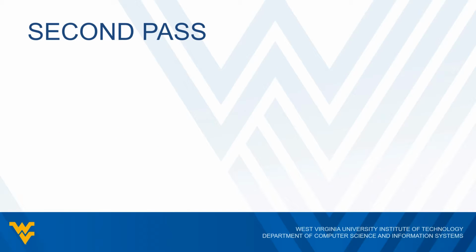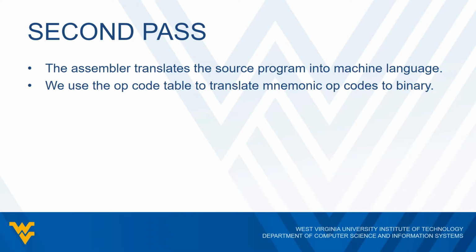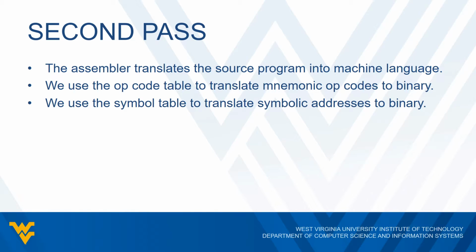During the second pass, the assembler translates the source program into machine language. It has the opcode table to translate mnemonic opcodes to binary, and it has the symbol table to translate symbolic addresses to binary. Therefore, the second pass is relatively simple because it involves 2 table lookups and the generation of 2 binary fields. So, for example, let's say we want to translate the instruction subtract X.